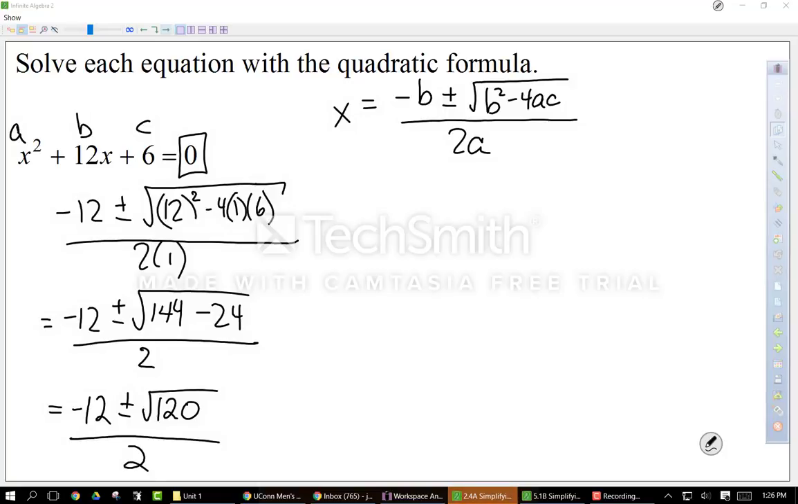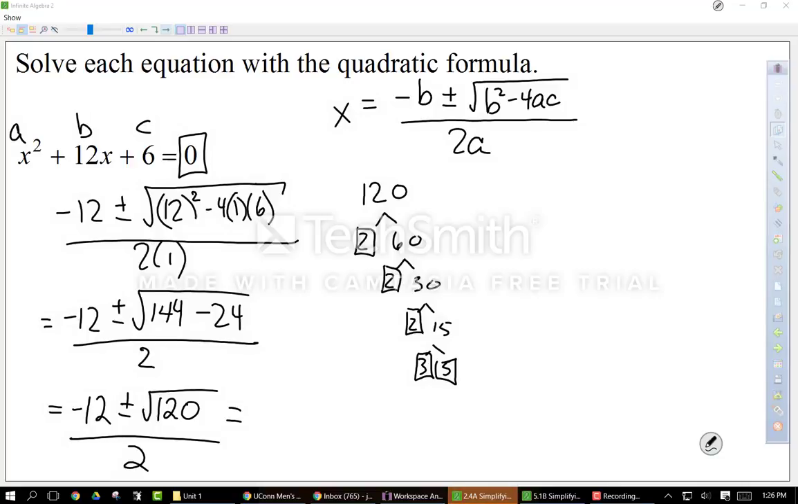Now I have to try to break down 120. It's not a perfect square, so I have to break it down. If you were in early college, this is how we did it. So that's how we did it in early college, and you can go from there. Okay? So that is that. Let's do that one first.